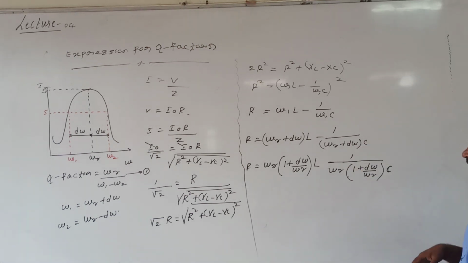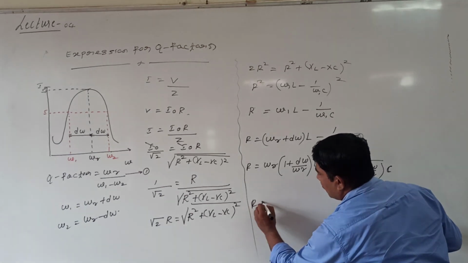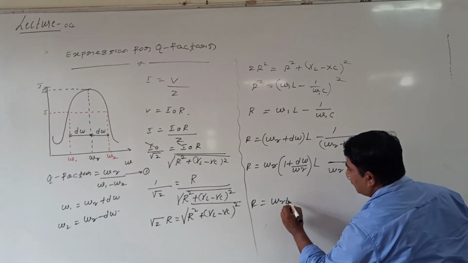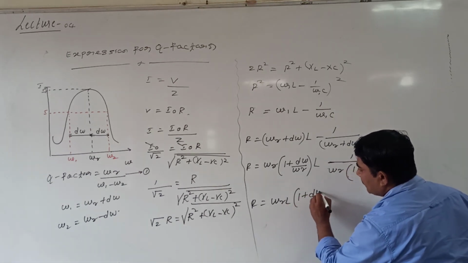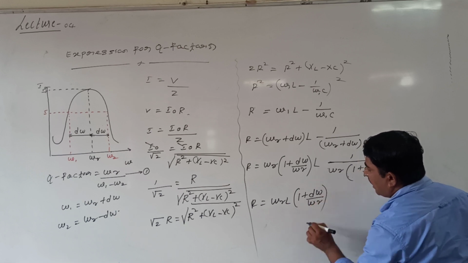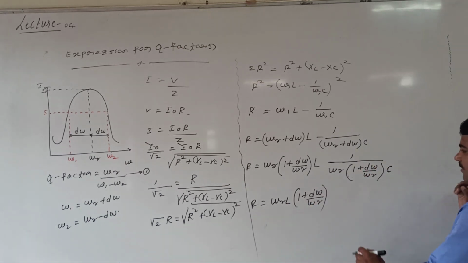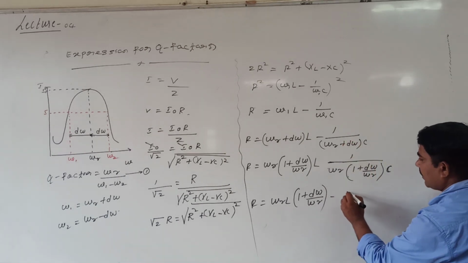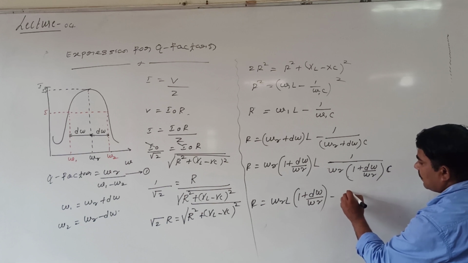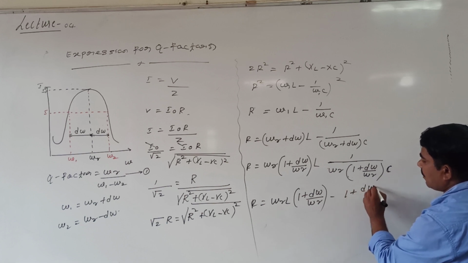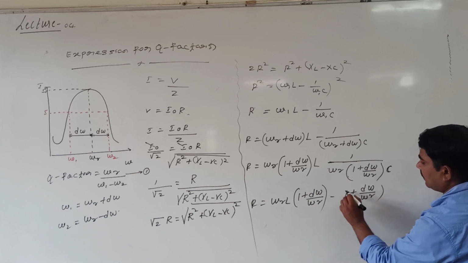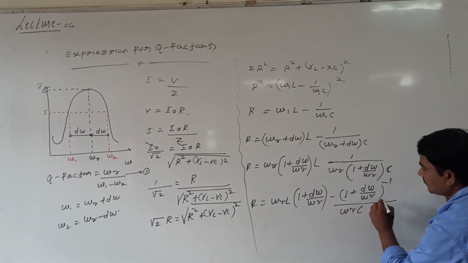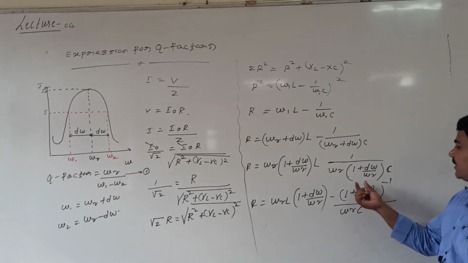This step I want to bring to the upper side. R is equal to omega r into L, keeping it the same, into bracket 1 plus d omega divided by omega r. Are you following me? Minus, the 1 plus d omega divided by omega r I will bring to the upper side, so it becomes minus 1, whole divided by omega r into C. Are you following this step?